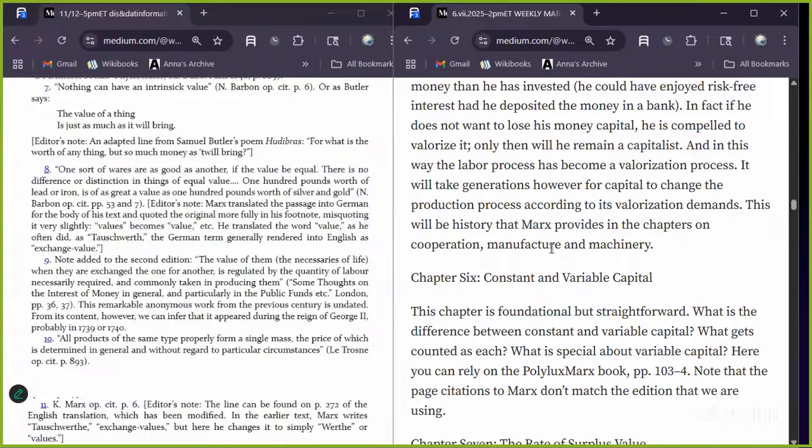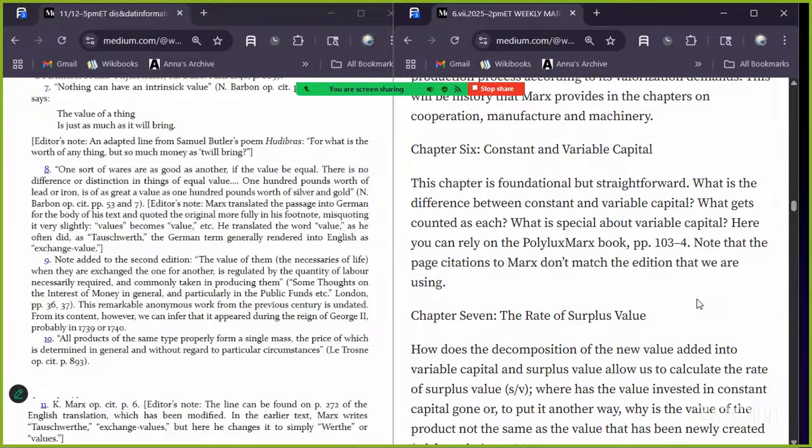Chapter 6, constant and variable capital. Now, this chapter is foundational but straightforward. What's the difference between constant and variable capital? What gets counted as each? What is special about variable capital? Note that the page citations to Marx don't match the edition that we're using. I have a copy of the Polylux available. That's uploaded into Discord.